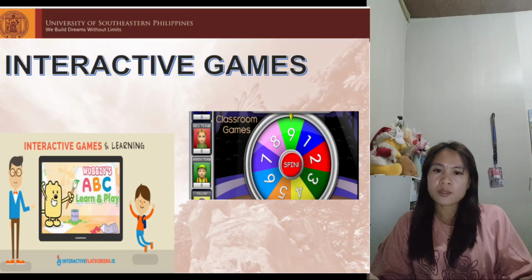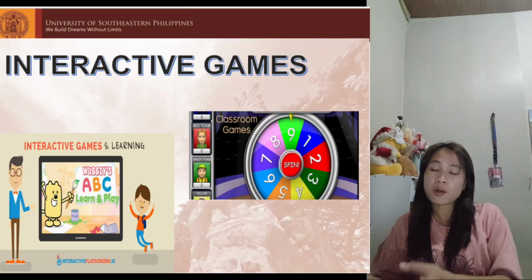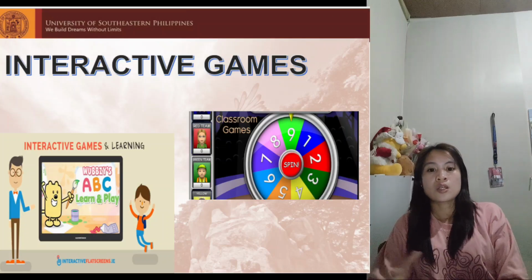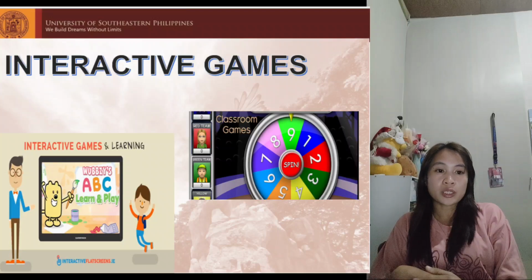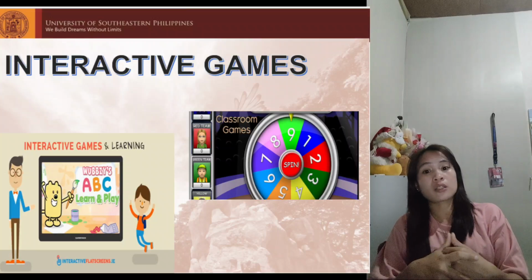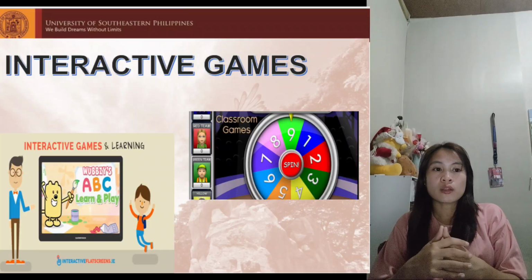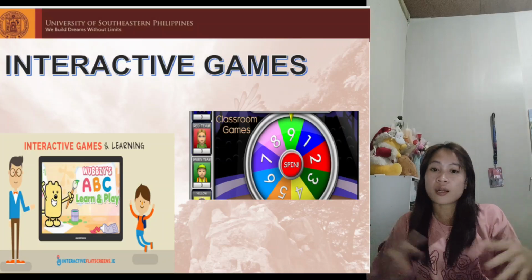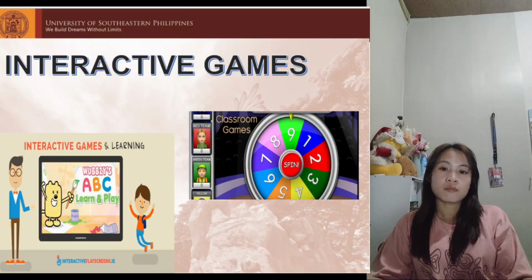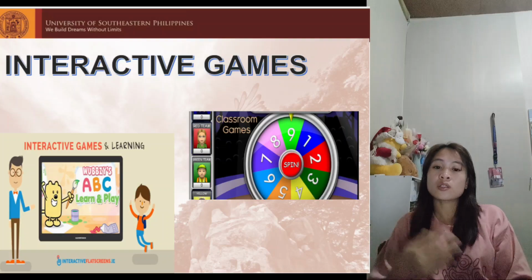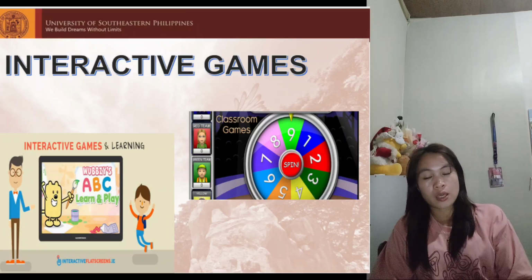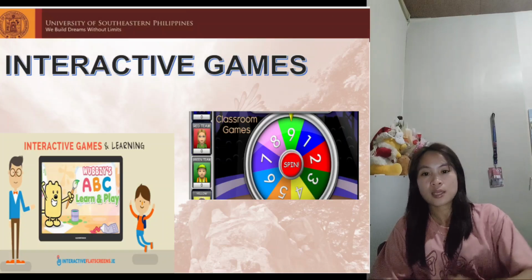So interactive games, we can start from simple activities down to the more complex activities. It depends upon our learners' proficiency level, age, and the learning objectives. But see to it that our interactive games should be fun and engaging, in the sense that students really tend to enjoy and interact with one another, and that learning is not put at stake.